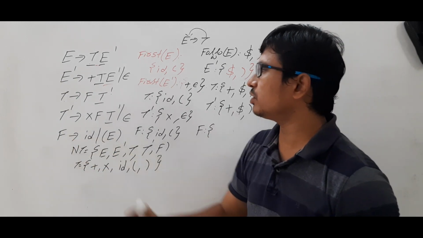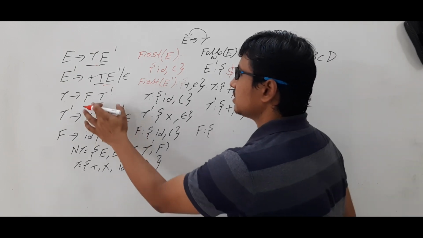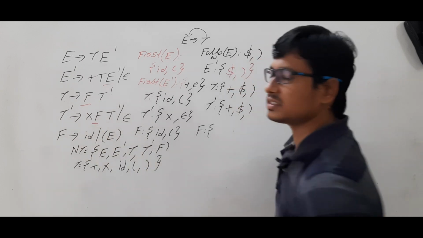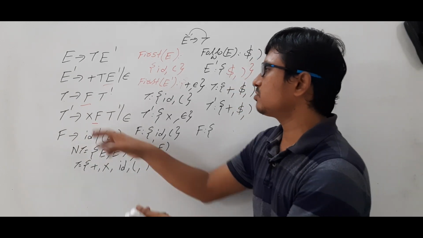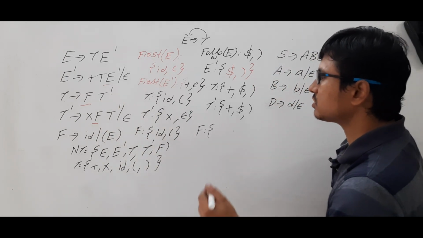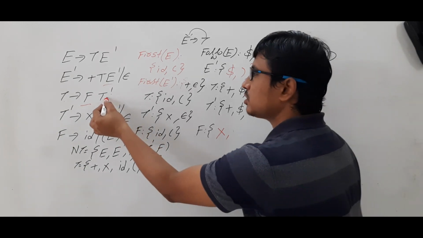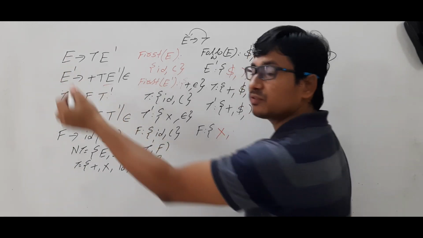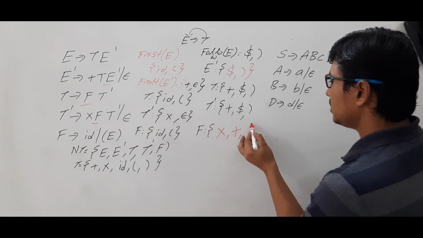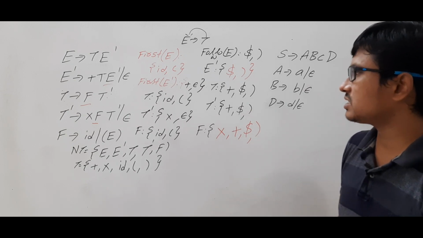Now we need to compute the follow of F. Follow of F, if you want to compute, you need to check where the F is there in the right hand side. Okay, here it is there and here it is there. So follow of F is nothing but first of T dash. What is first of T dash? Star and epsilon is there. If you have an epsilon here, follow of F is equal to follow of T. T is plus, dollar and close braces. Are you able to understand?